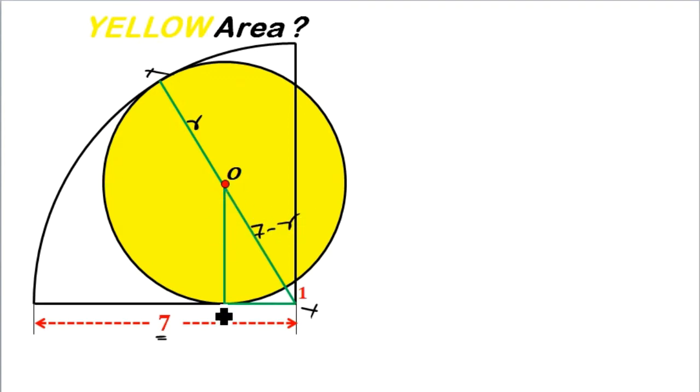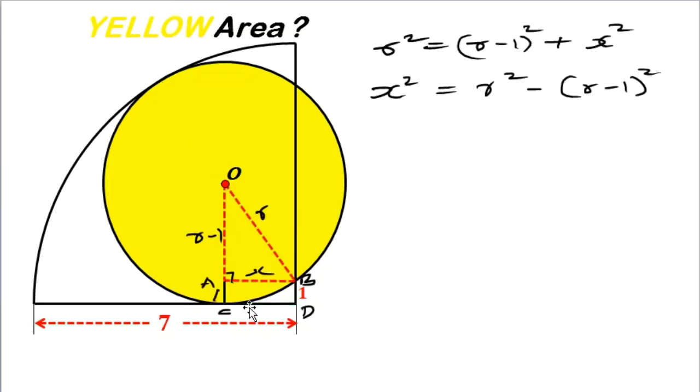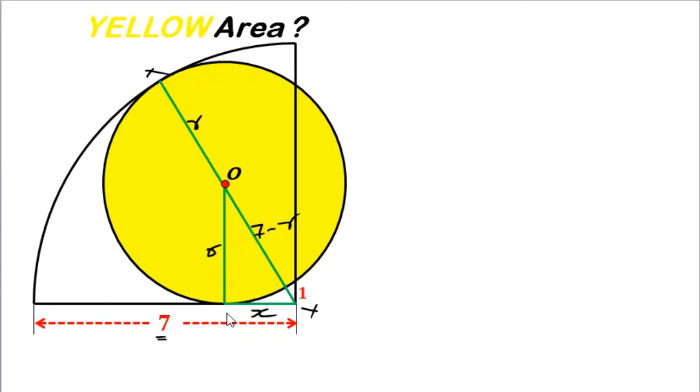Then from O to any point at the circumference is the radius r. And you can see this length from here to here was the length CD, which was x. You can see this length from A to B is x, meaning from C to D, which is this length down here, is also x.